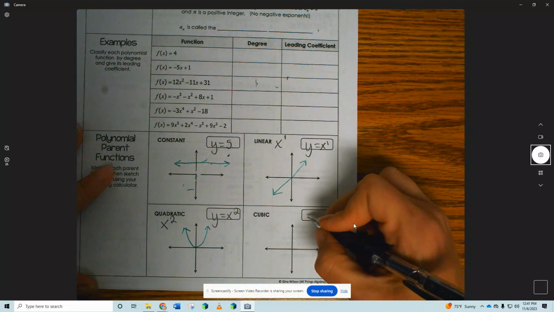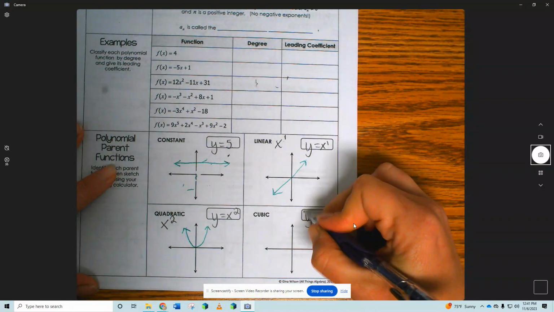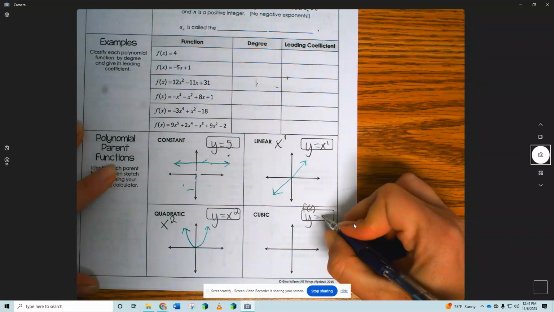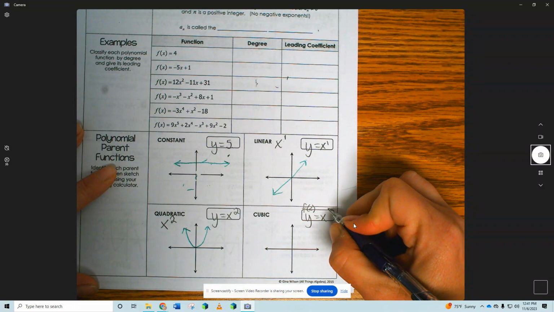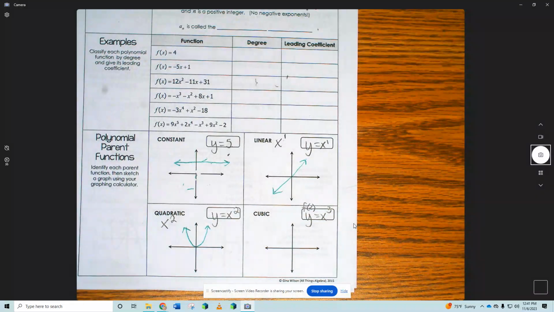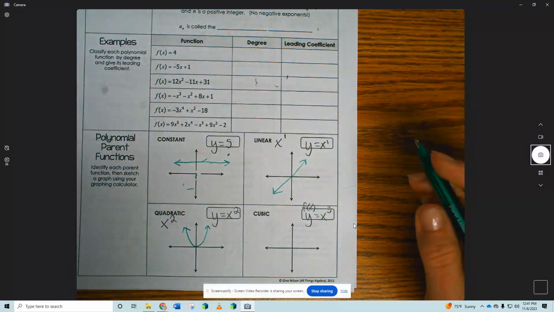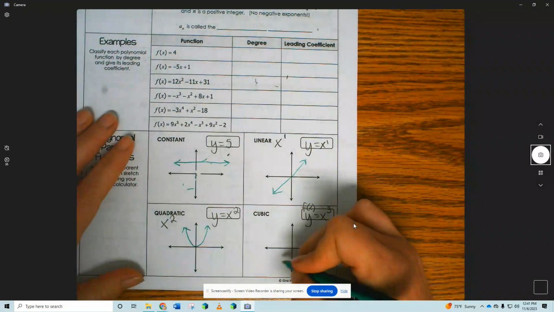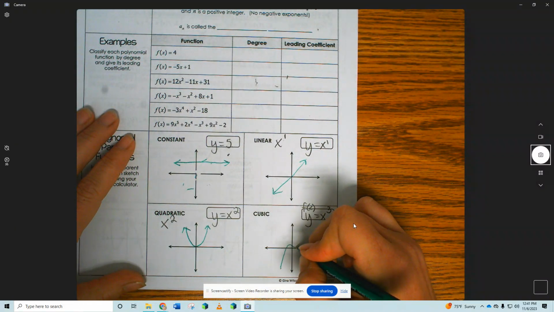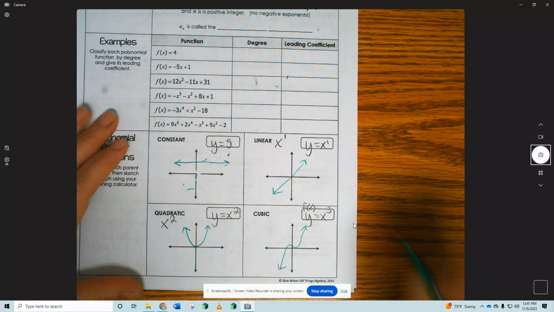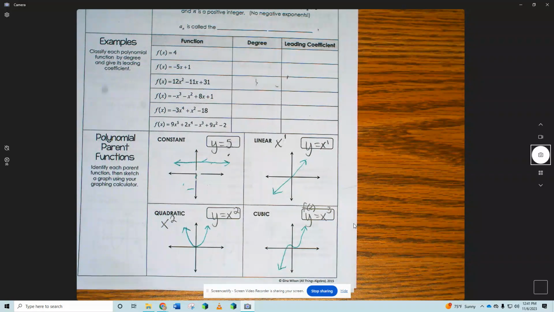Cubic. You know, I could do f of x instead of y, yeah? X to the third. It's going to look like this. Odd positive, guys. Odd positive. The bend usually happens around the origin. Just for third degrees, the bend happens at the origin. In the middle there. So these are graphs that you need to have memorized.